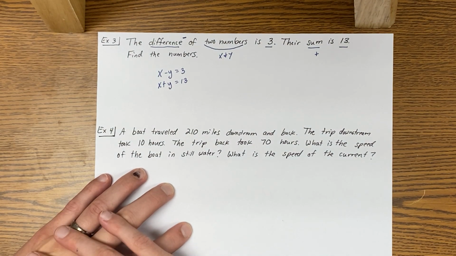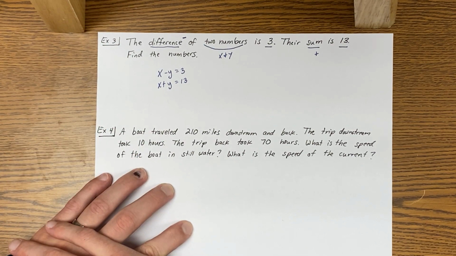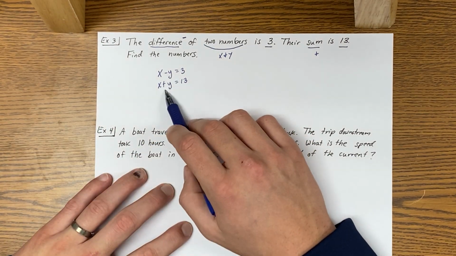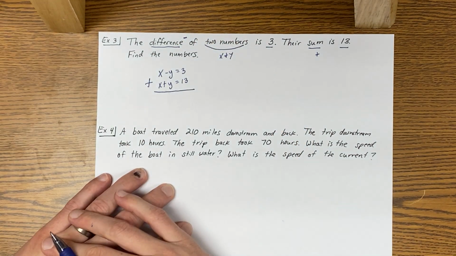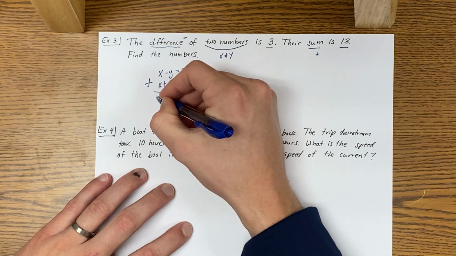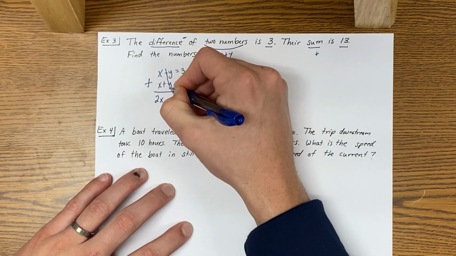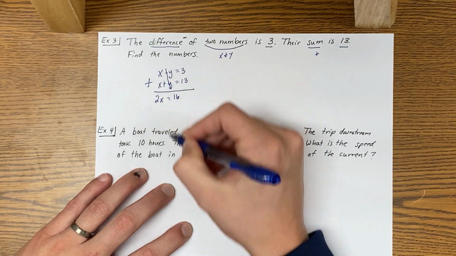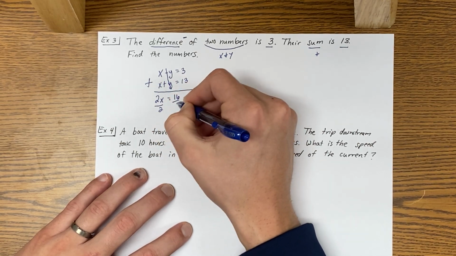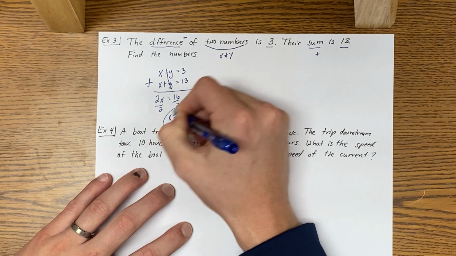Now when you choose one of your methods, to me, elimination jumps off the table because my y variables are opposites, negative y, positive y. So I can draw my line under here, big plus sign, I'm ready to add. x plus x gives me 2x. The y's eliminate. 3 plus 13 is 16. Divide both sides by 2, and I get x equals 8.